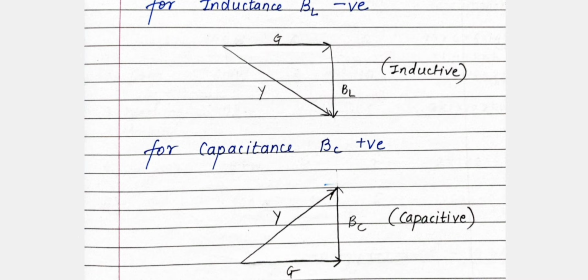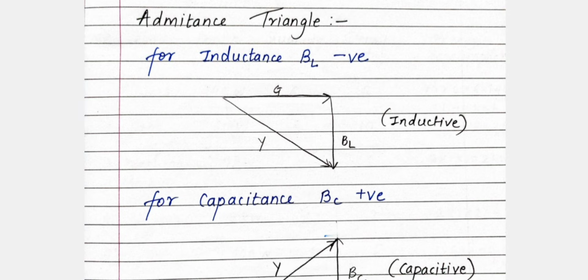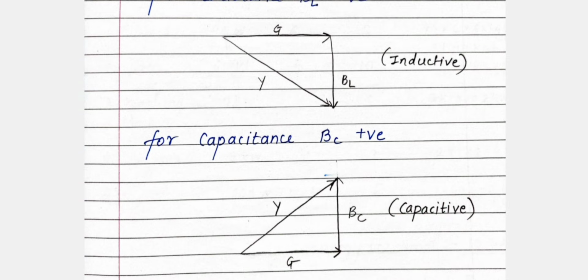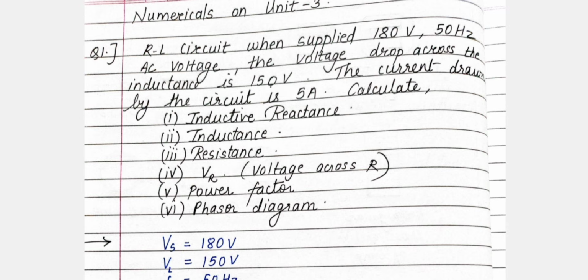Here Y is your admittance, G is your conductance, and BL and BC are for inductance and capacitance. What is B here? Susceptance. So this is again the whole triangle showing the relationship between admittance, conductance and susceptance. So that was all the theory part of this unit, and here you can consider that your unit is over. But stop, we are going to solve one last numerical on this, which will clear all your doubts, refresh all the formulas in your mind, and we will conclude with the chapter.